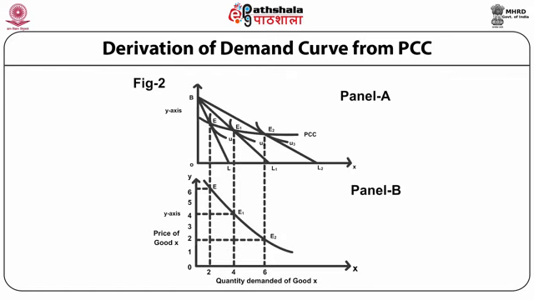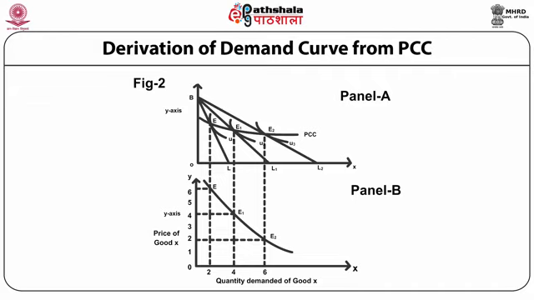In the above figure, there are two panels, panel A and panel B. In panel A, price effect is explained, and in panel B, demand curve is derived. Price effect is explained in our previous paragraph, that PCC was formed by joining three equilibrium points, that is E, E1 and E2. In panel B, price of good X is plotted on the vertical axis and quantity demanded of X is plotted on the horizontal axis. All the 3 points of panel A are traced vertically in panel B.